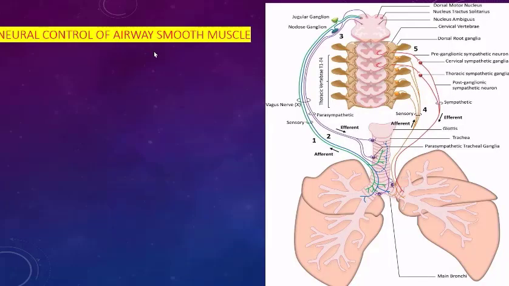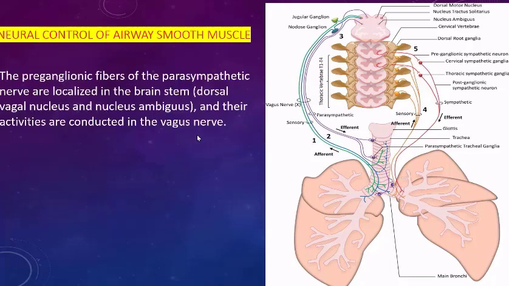Neural control of the airway smooth muscles, or the respiratory system. The preganglionic fibers of the parasympathetic nerve are localized in the brain stem, in the dorsal vagal nucleus and the nucleus ambiguus. This is the dorsal vagus nucleus and this is the nucleus ambiguus, and they both supply the respiratory system.